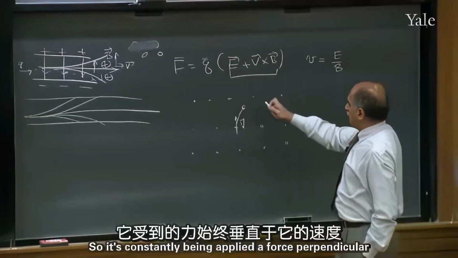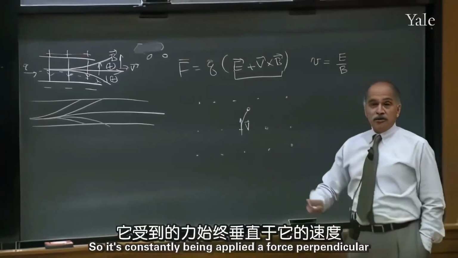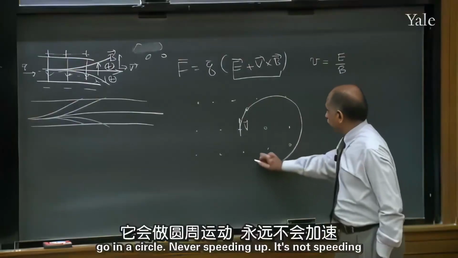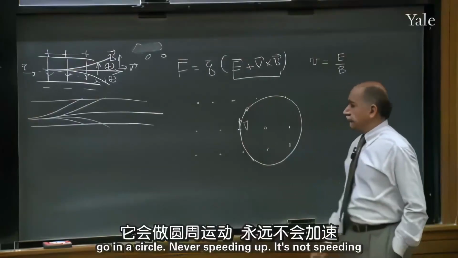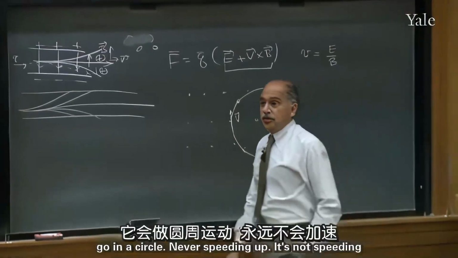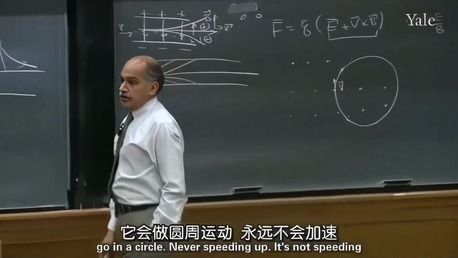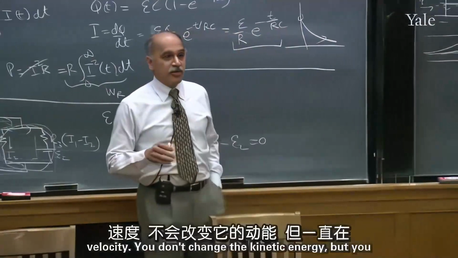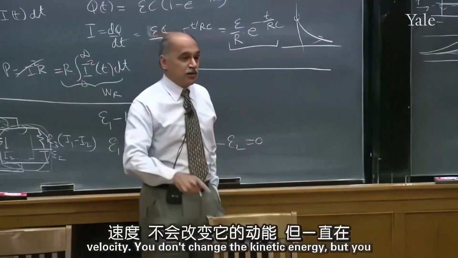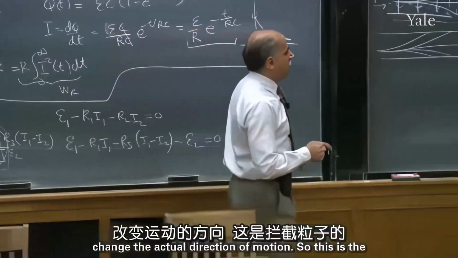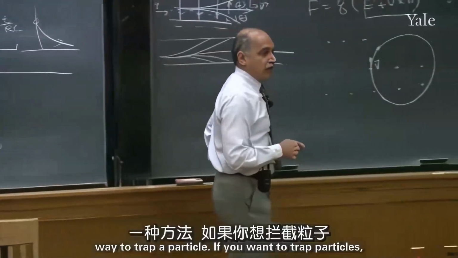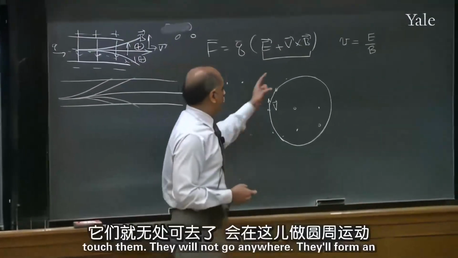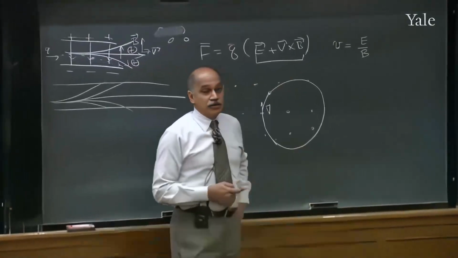So it's constantly being applied a force perpendicular to its velocity. So it's like planetary motion. It'll go in a circle. Never speeding up. It's not speeding up because the force is always perpendicular to velocity. You don't change the kinetic energy, but you change the actual direction of motion. So this is a way to trap a particle. If you want to trap particles, you put them in a magnetic field, you don't have to touch them. They will not go anywhere. They'll form an orbit.